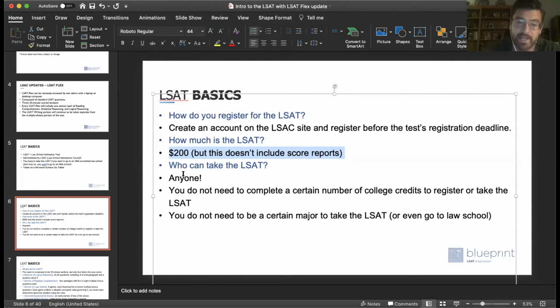Who can take the LSAT? Anybody. I hear this misunderstood often. It's not the case that you need to complete your undergrad first. I took it, for example, my junior year of college.